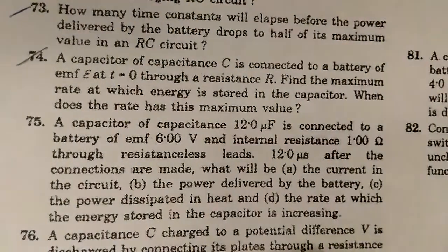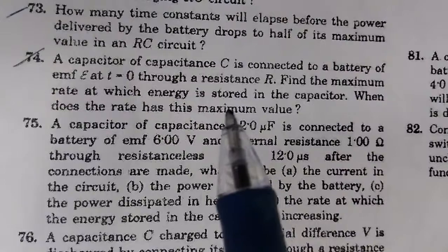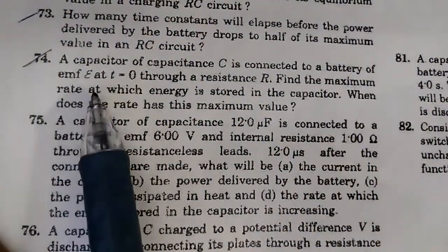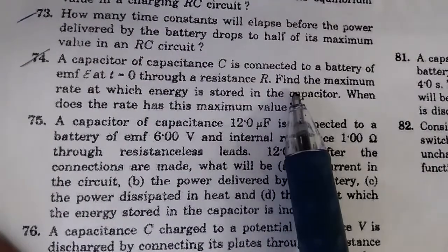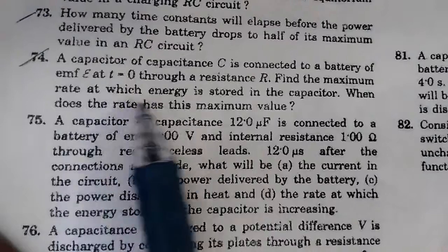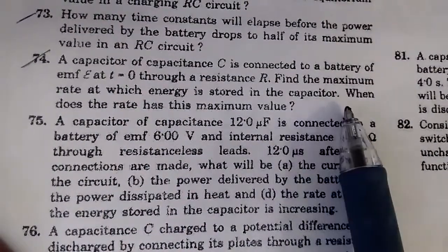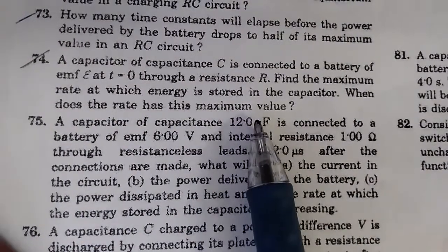Number 74, we have a capacitor of capacitance C connected to a battery of EMF E at t equal to 0 through a resistance R. We need to find the maximum rate at which the energy is stored in the capacitor, and when the rate has its maximum value.